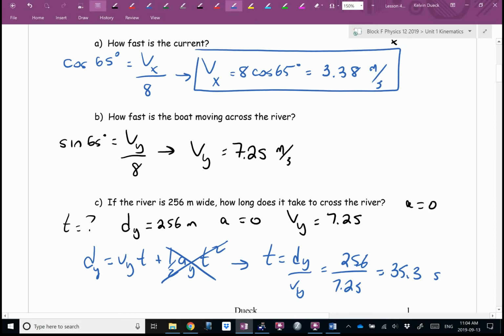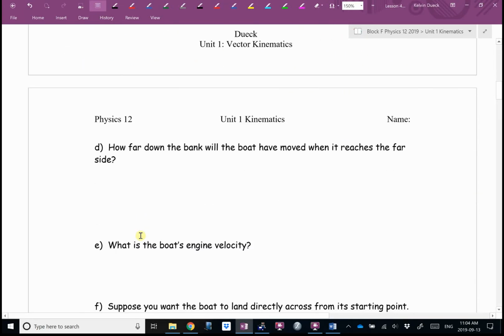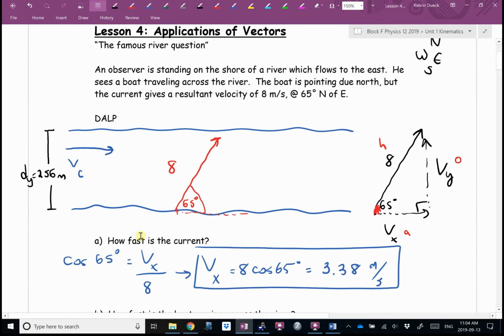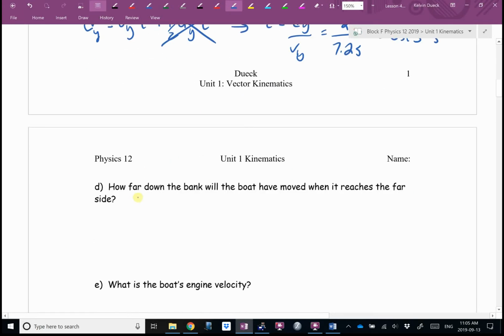However, part D. How far down the bank will the boat have moved when it reaches the far side? Brendan, what's this asking me to find? What kind of a distance? I'm going to argue that I'm going to go straight across. If I started here, I think it wants me to find that distance, how far I drifted down, a horizontal distance. So I'm going to argue it wants me to find dx.